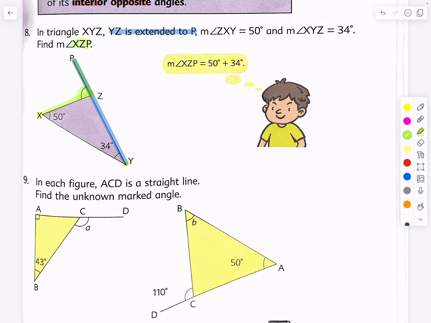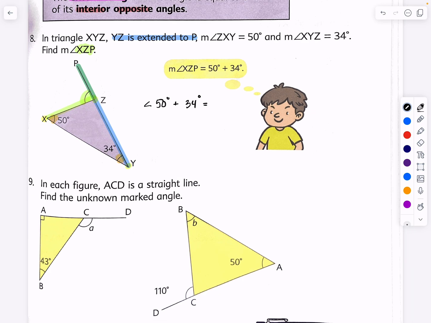So given the two opposite interior angles, can we find the exterior angle, the angle on the outside? Of course we can. It's quite simple. If we add 50 degrees plus 34 degrees, the sum, the external angle XZP, will be 84 degrees.